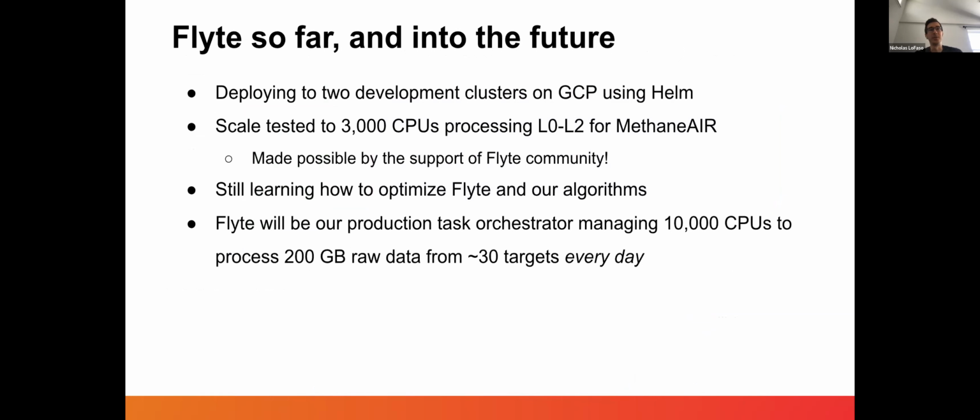Our goal is to use Flyte as our production task orchestrator. We're going to have 10,000 plus CPUs that we plan to use every day, processing the raw data. There'll be approximately 30 different targets that we're collecting data on every day, and that's about 200 gigs of raw data. I forget what our estimate is for final data, probably 2 terabytes or so on the output. So a lot of data to process, and we're leaning heavily on Flyte to make that happen.